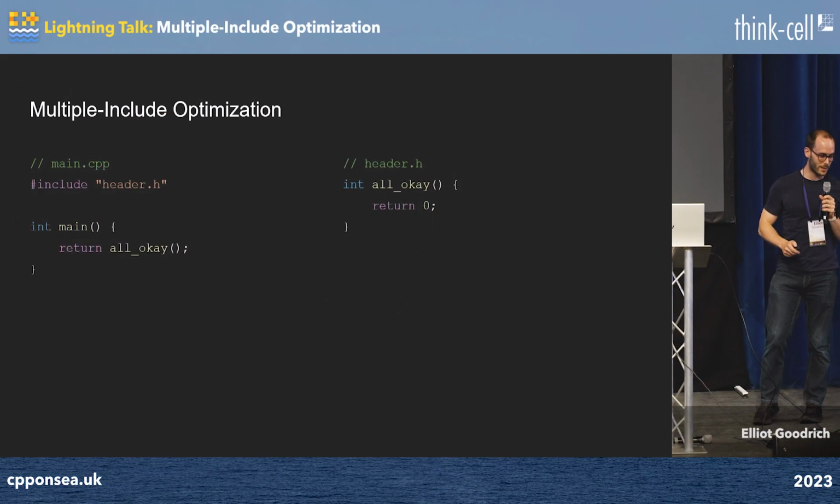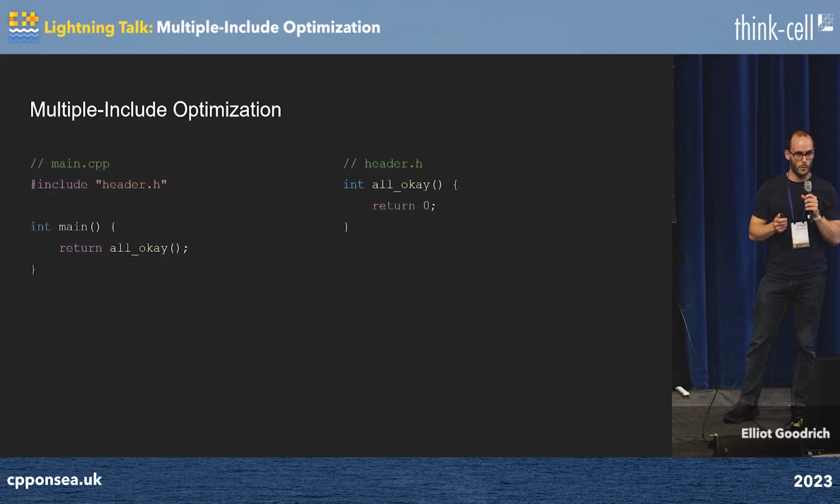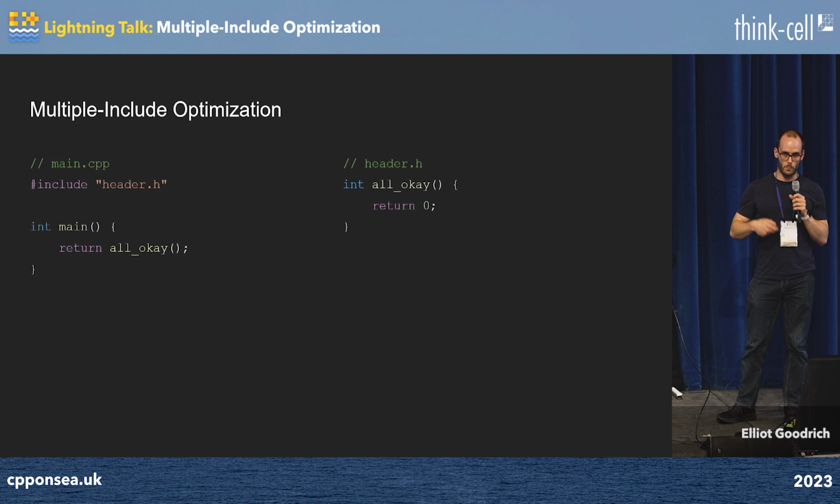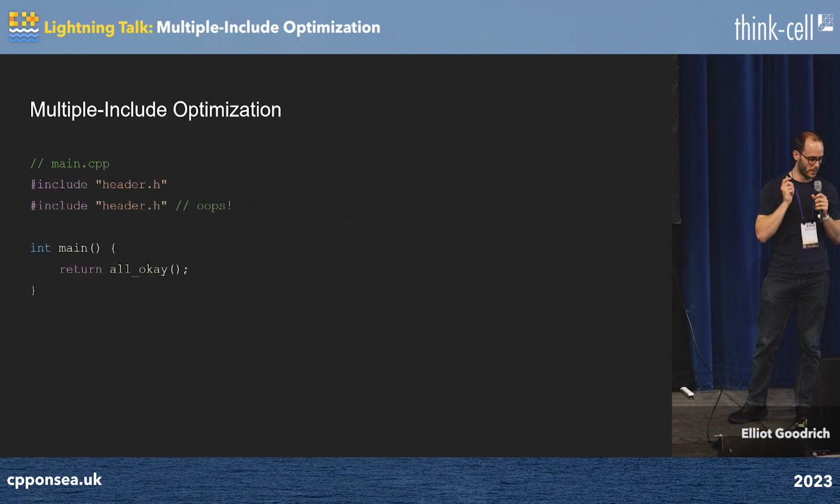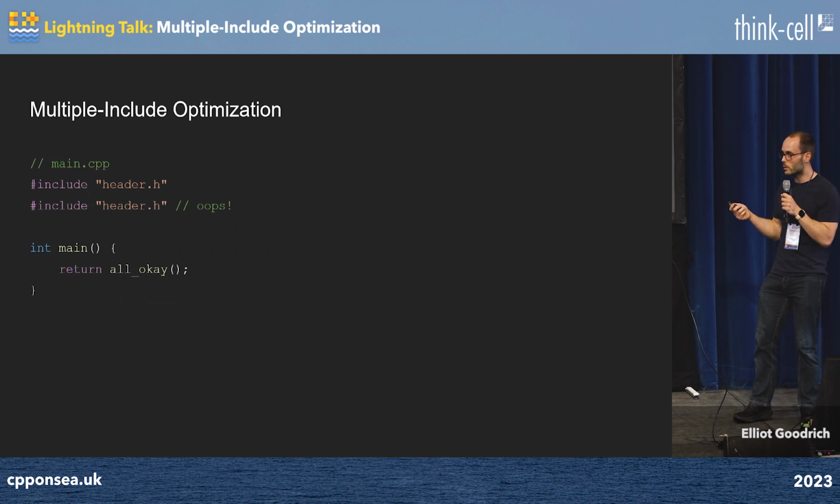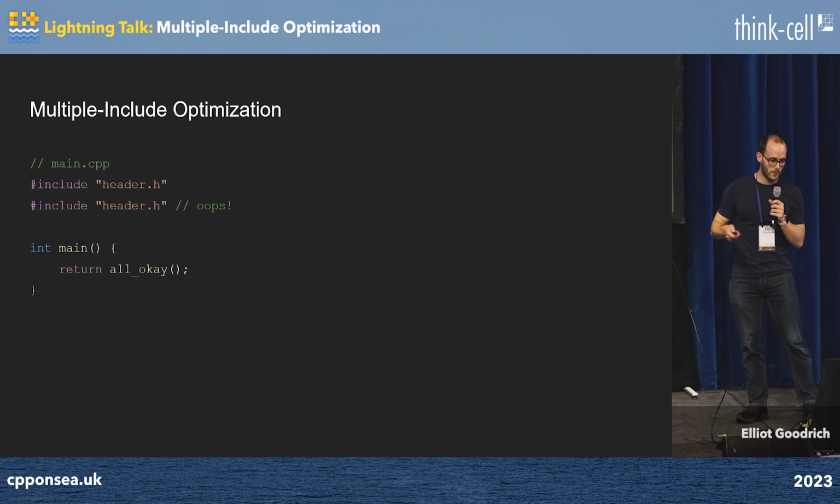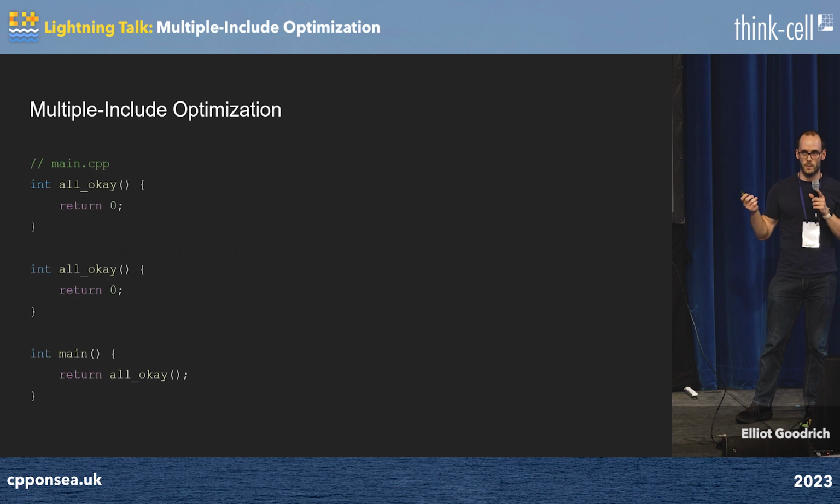So back to basics. We have a very boring CPP file and a header. The preprocessor comes along and just replaces it. We all know this. If you happen to have two in your file or another transitive include, we would get two definitions. We would break the one definition rule.